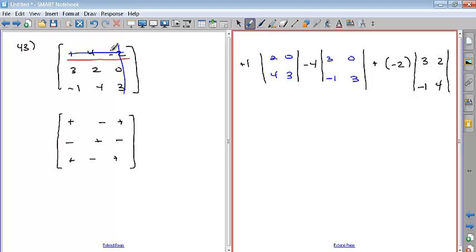And then when you cross out the row and the column, what's left over is the numbers that create this. Okay, so now we take 1 and we multiply by the determinant of this, which is going to be 2 times 3 is 6, minus 0 times 4, which is 0. Then you have -4. So here you have 3 times 3, which is 9. And then you subtract 0 times -1, which is 0.